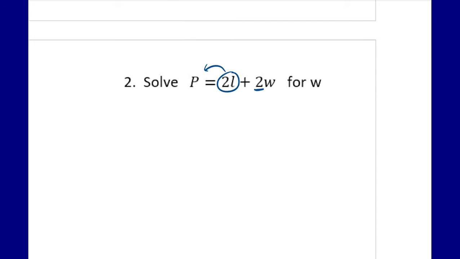Now what we want to do is focus on the separate variables first, or the separate terms first.